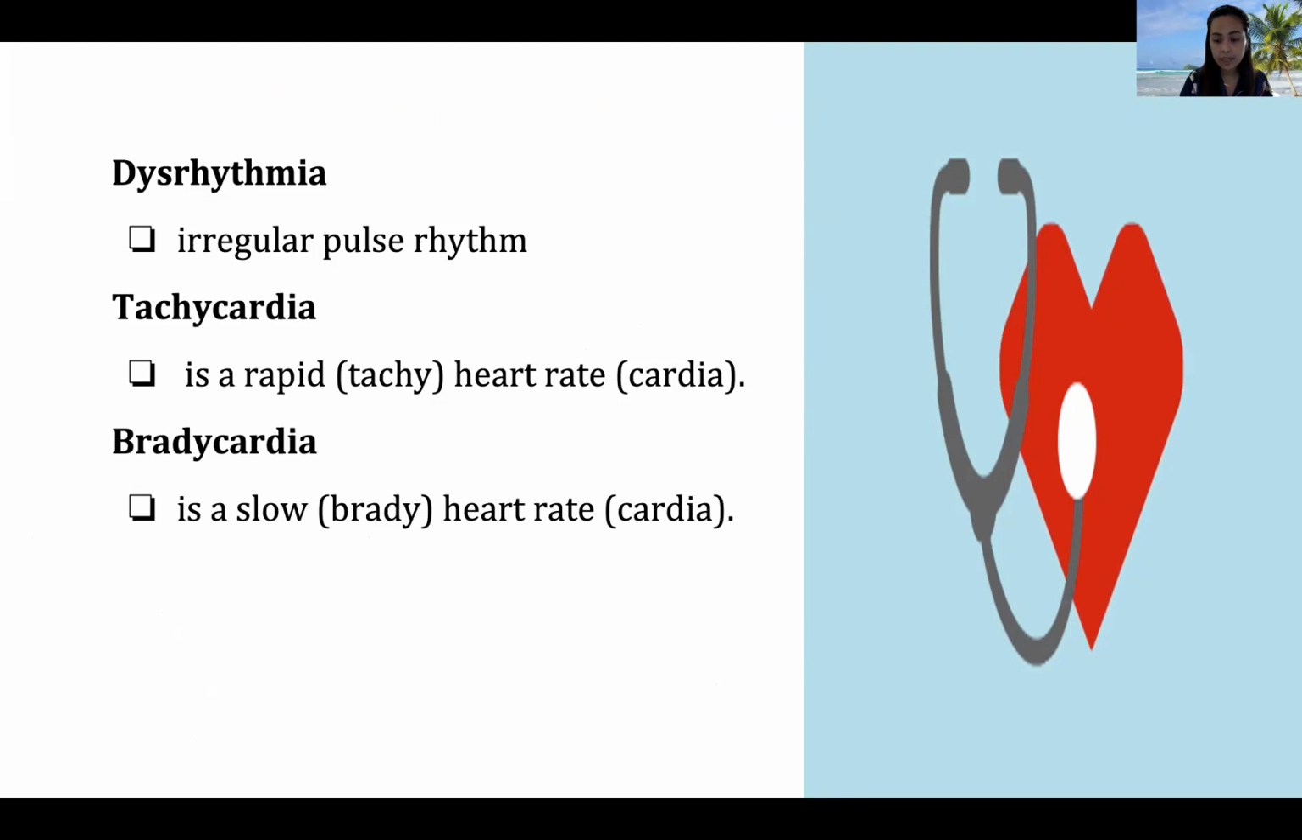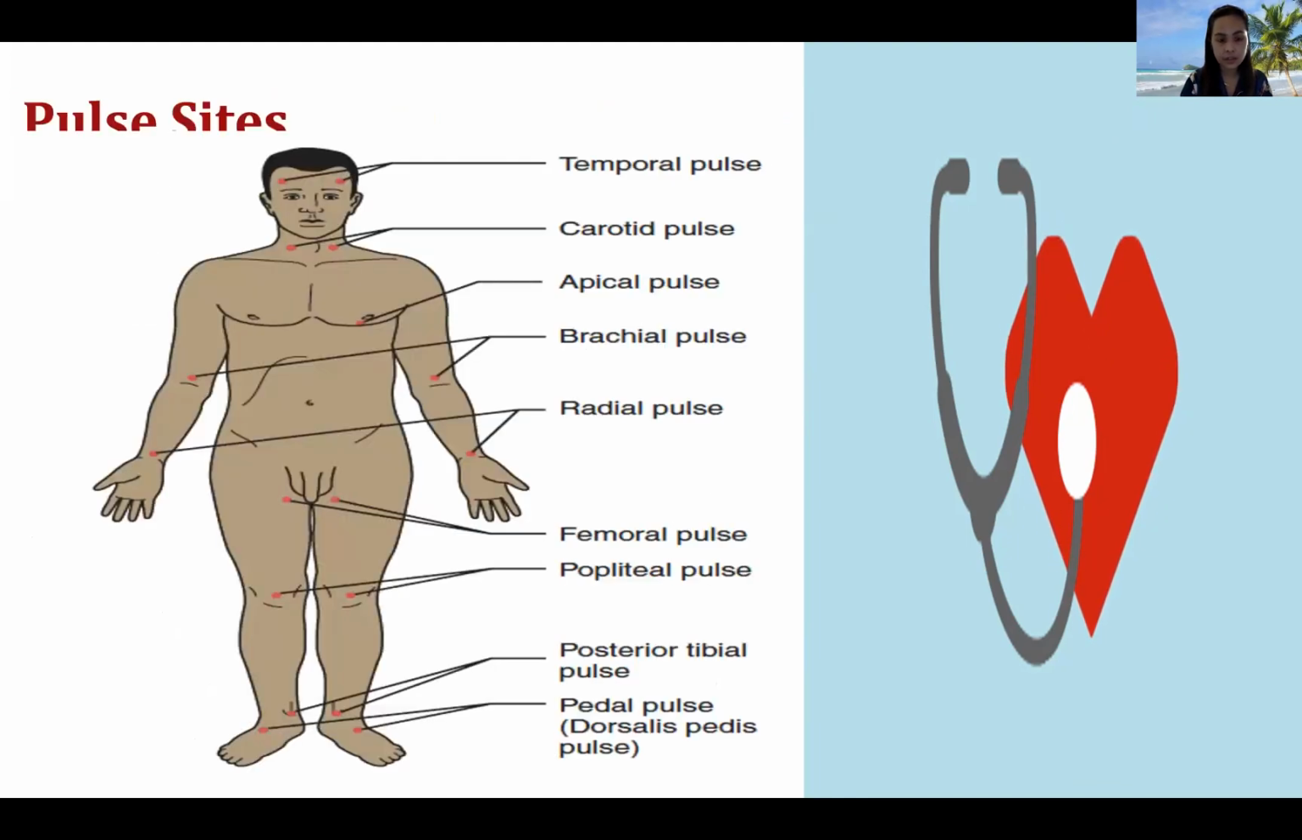Brady, on the other hand, means slow, so bradycardia is a slow heart rate. Now let's take a look at the pulse sites that we are referring to. First, the pulse sites. Please memorize all of these because they will be seen in your exam.